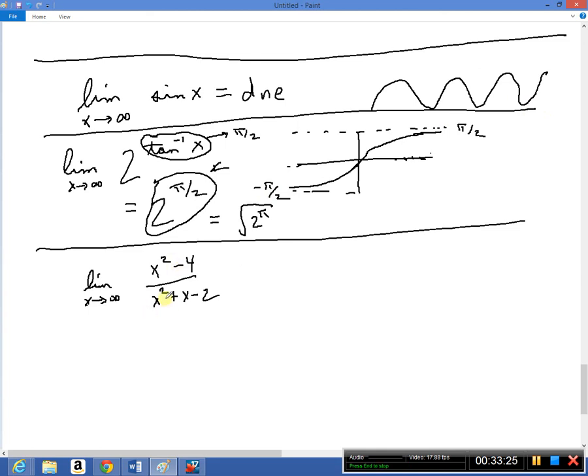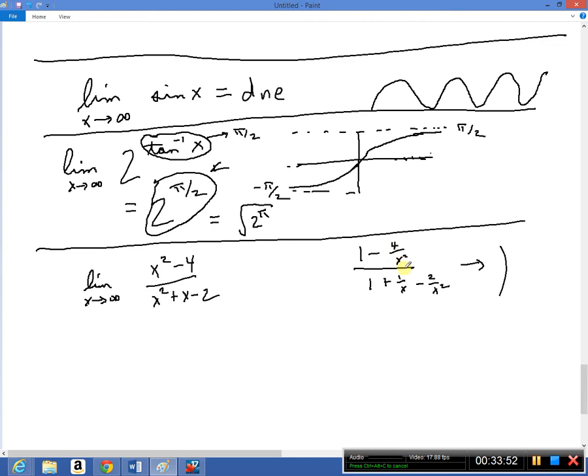What happens here as x gets large? Well, we've been here before. You multiply top and bottom by 1 over x squared. So you're going to be looking at 1 minus 4 over x squared divided by 1 plus 1 over x minus 2 over x squared. And obviously that goes to 1. By the way, it goes to 1 whether you're going to plus infinity or minus infinity, because same trick works. Think about it.